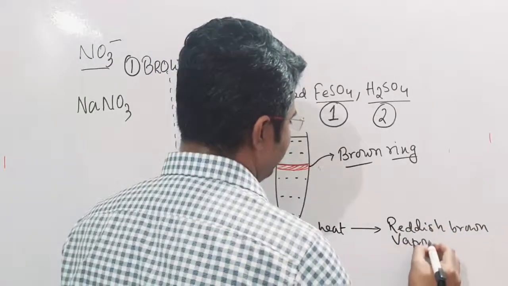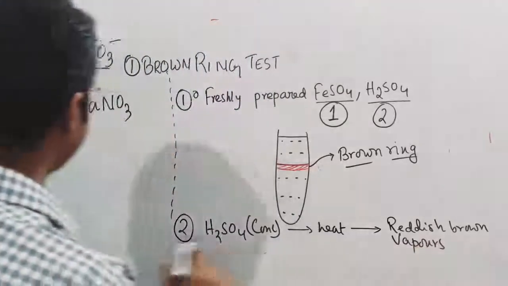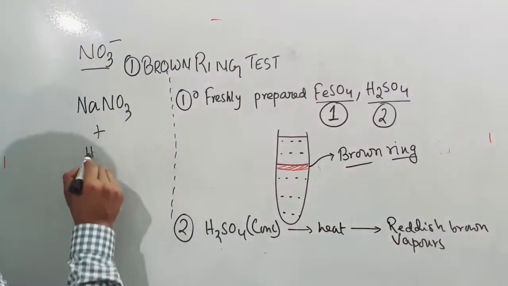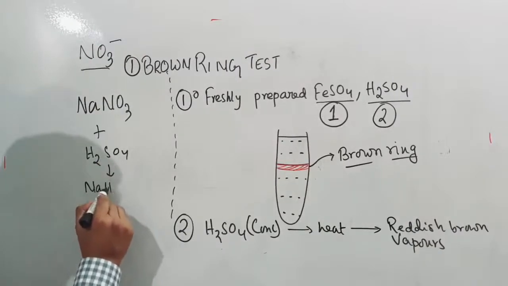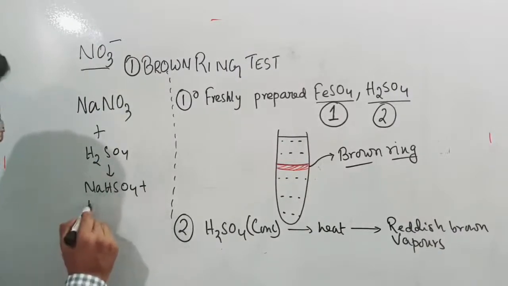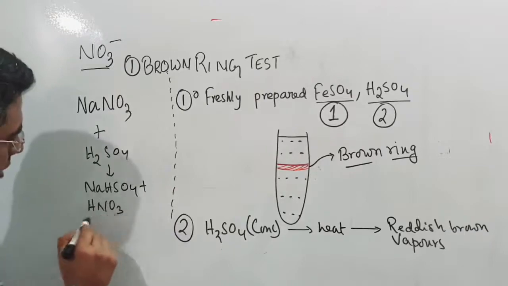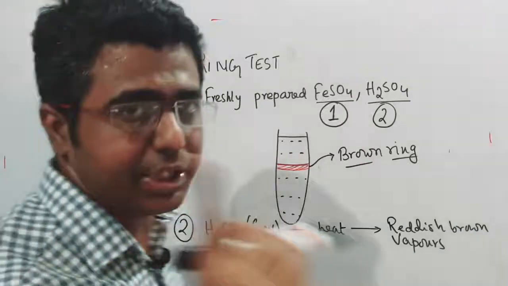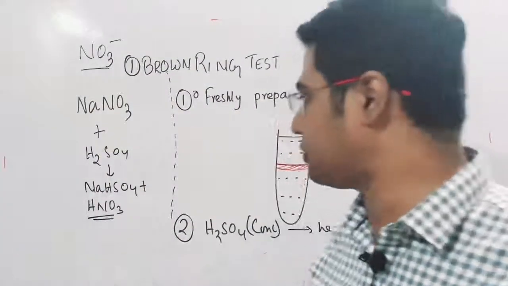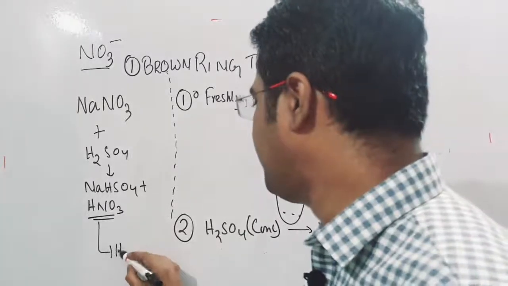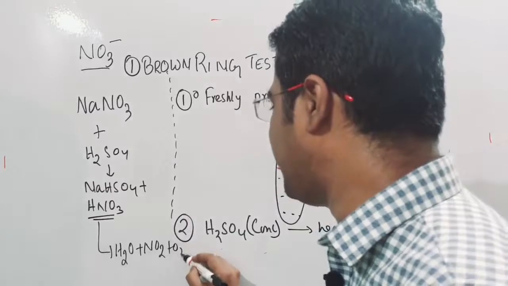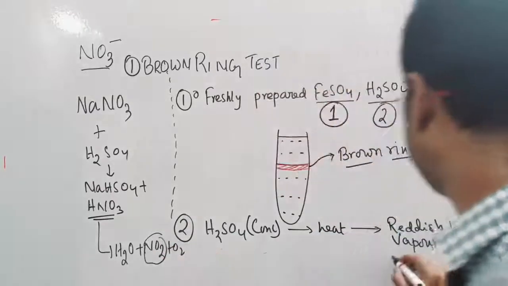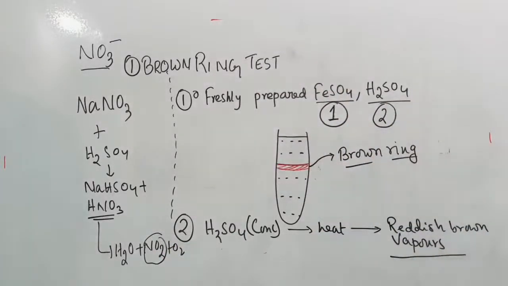So, what happens basically, I will let you know. This H2SO4 reacts with this NaNO3 like this, and it forms NaHSO4 plus HNO3, and this HNO3 decomposes to give H2O plus NO2 plus O2, and this NO2 gas is these reddish brown vapors. Clear? So, that is why you see this reddish brown.